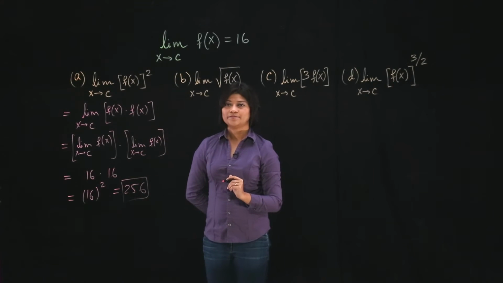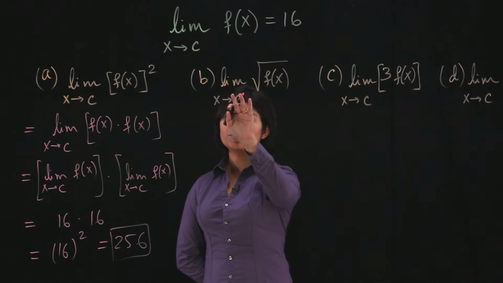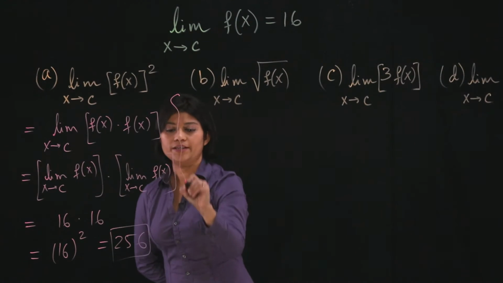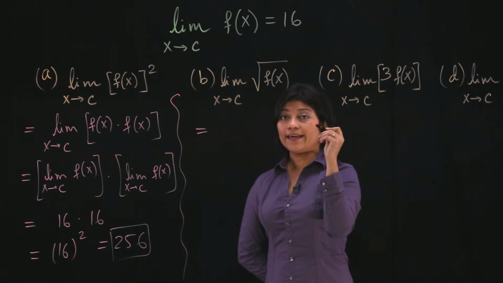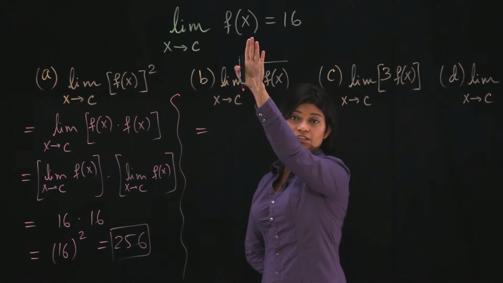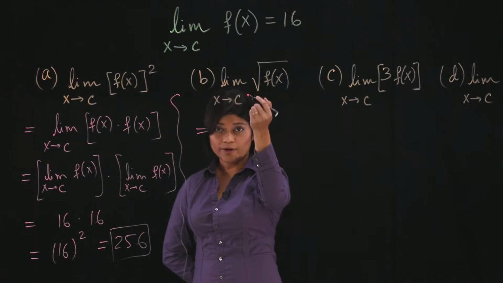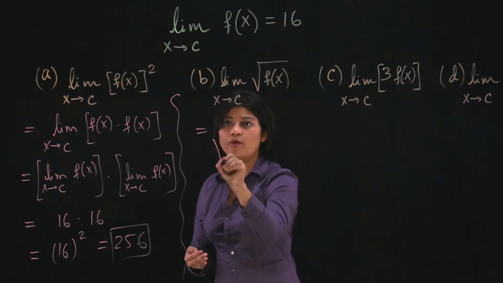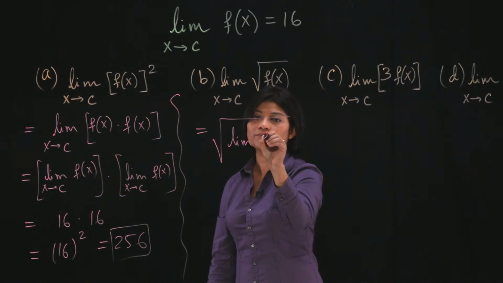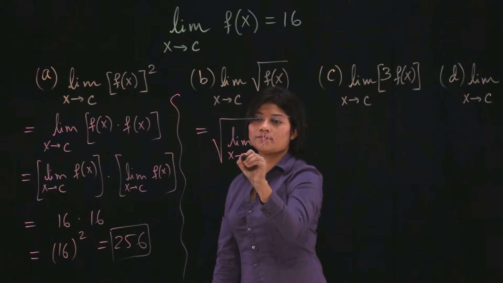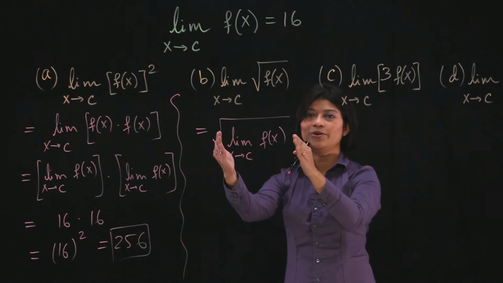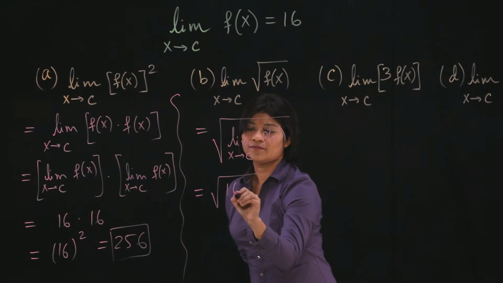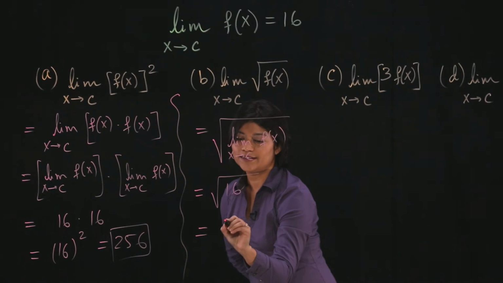So that's the answer. The second function whose limit we have to evaluate is the square root of the original function f. All right, so let's see. Again, the limit of function f exists, and therefore we can apply a property of limits that says the limit of a square root is the same as the square root of the limit of the function. And notice that we know the limit of the function f(x) is 16. So just plug it in. This is the square root of 16, and you know that is 4.